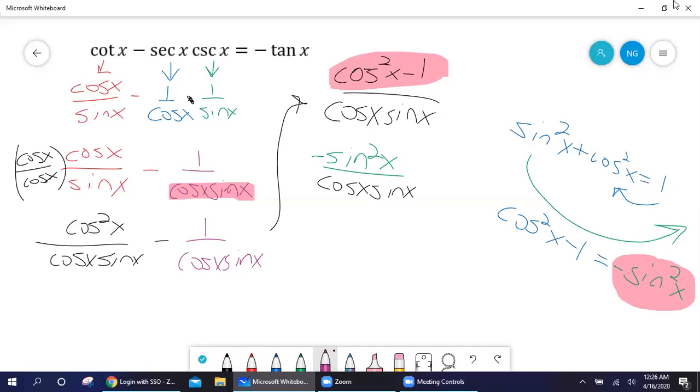Now I can reduce down the common factors. There's sine squared on top, there's sine on bottom. So one of them on top can reduce with the one on bottom. That would leave me with negative sine over cosine. Sine over cosine is tangent. So this is negative tangent, and we're good.